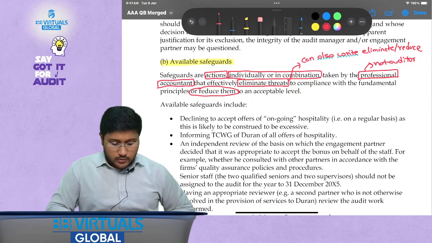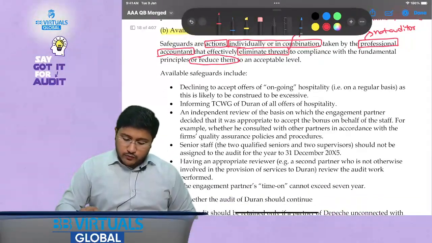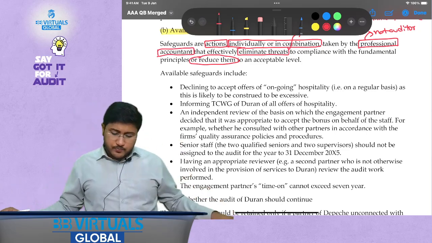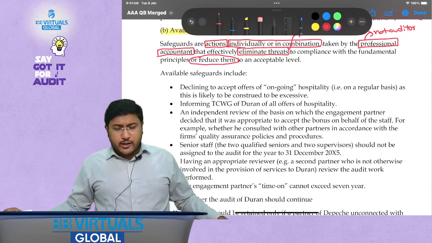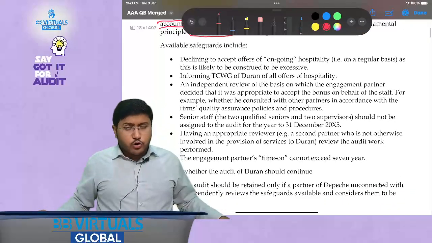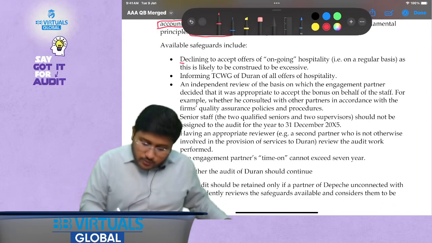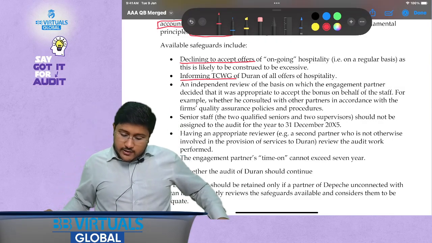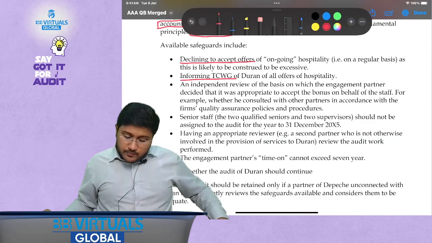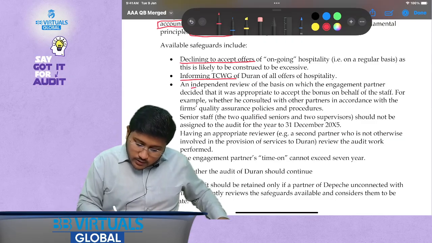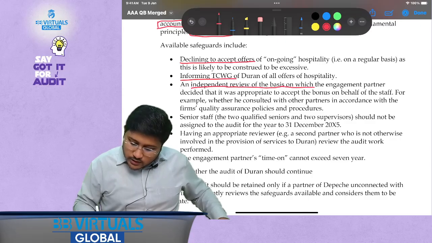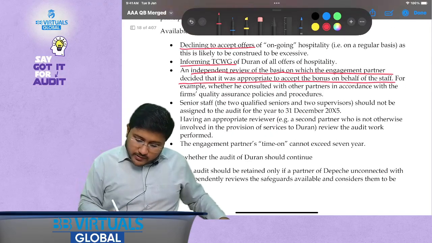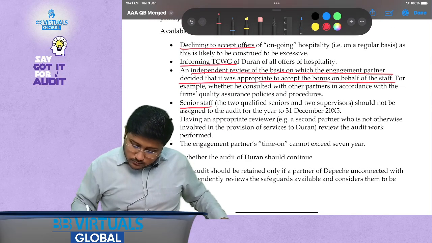Now, available safeguards include declining to accept offers of ongoing hospitality. That is, if they try to order anything else for you going forward, you can decline it, as this is likely to be considered excessive. Informing TCWG of all offers of hospitality. An independent review of the basis on which the engagement partner decided that it was appropriate to accept the bonus on behalf of the staff. Senior staff should not be assigned to the audit.